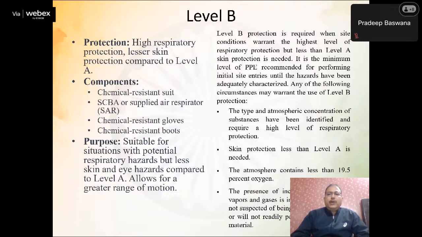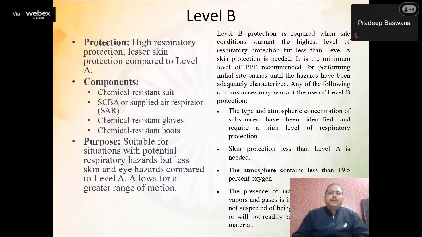Level B protection is required when site conditions warrant the highest level of respiratory protection but less skin protection than level A is needed. So if you go for the bifurcation part, level A is clearly the condition where we don't have any options. But in level B, if level A is not required and we can ascertain the situation, level B can be used.